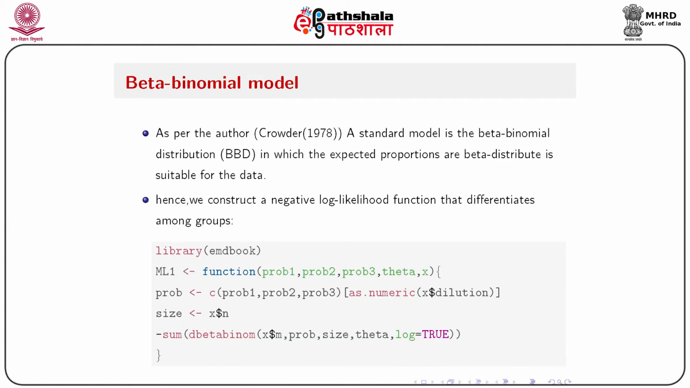As per the author, Crowder 1978, a standard model is the beta binomial distribution, in which the expected proportion follows a beta distribution, which is suitable for the data. Hence, we construct a negative log likelihood function that differentiates among groups.